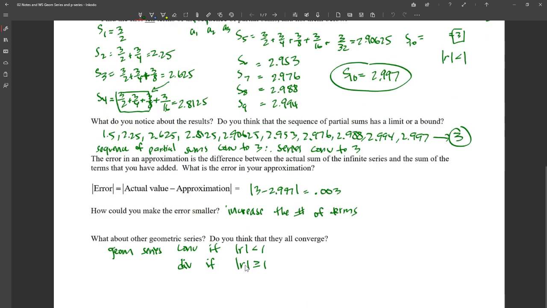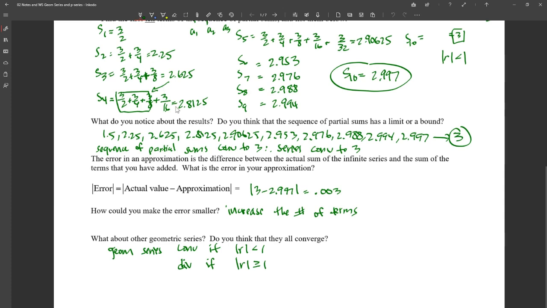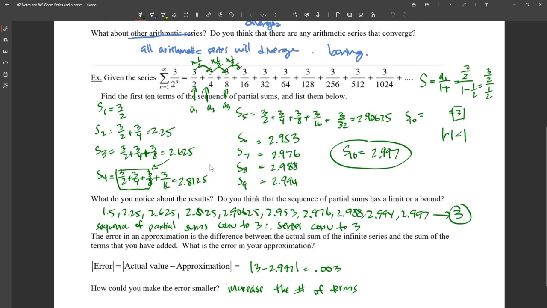And when the common ratio is bigger than or equal to 1, what we know is that the series diverges, meaning if you take the sequence of its partial sums, what will happen is that it will increase or decrease without bound, if your R is greater than or equal to 1. But if your R is less than 1, then the geometric series will converge, meaning the sequence of partial sums will actually converge to some number.